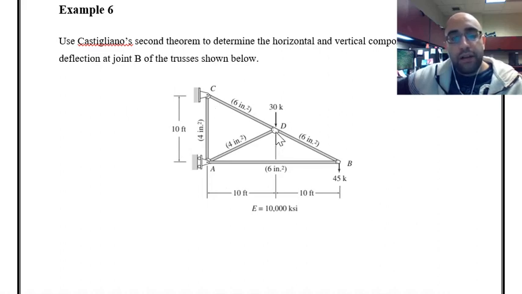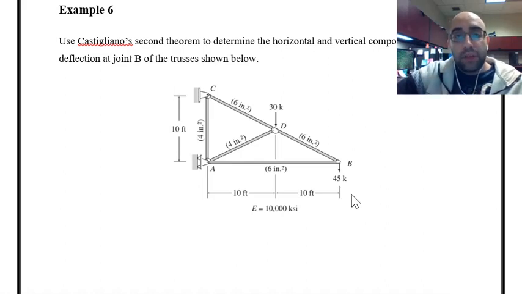You can see the loading. We have one vertical load at joint D and another vertical load at joint B. We have a hinge support at this point over here or joint C and a roller support at joint A. The question is asking about the horizontal and vertical components of deflection at point B. As you remember, if we wanted to use the virtual work method, we had to have three analyses for this truss.